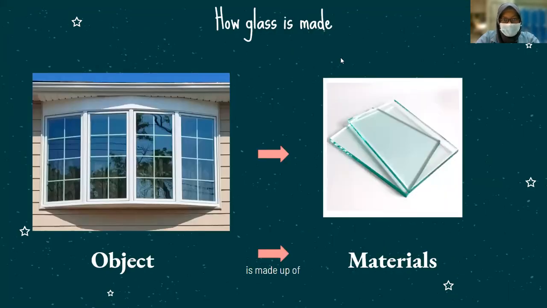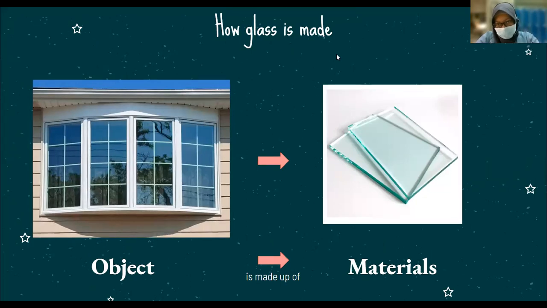Before we go to the definition, let's look around you. In the first picture, you can see some windows. These windows are objects. These objects are made up of materials.